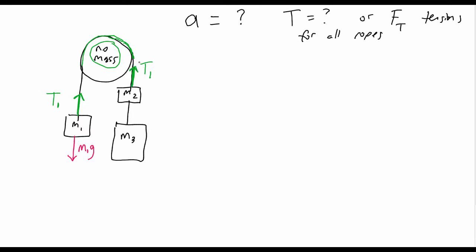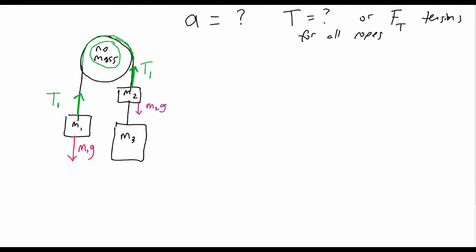Now this is a different free body diagram. I'm showing the free body diagram for M2. We've got T1 pulling up on that. Ropes can only pull. What other forces do I have on M2? Well, I've got the force of gravity pulling on it, M2G.